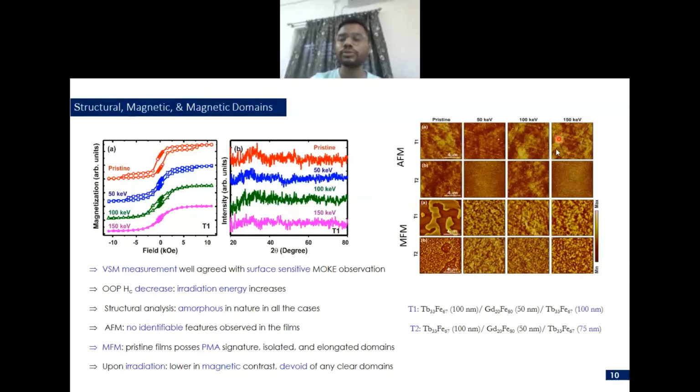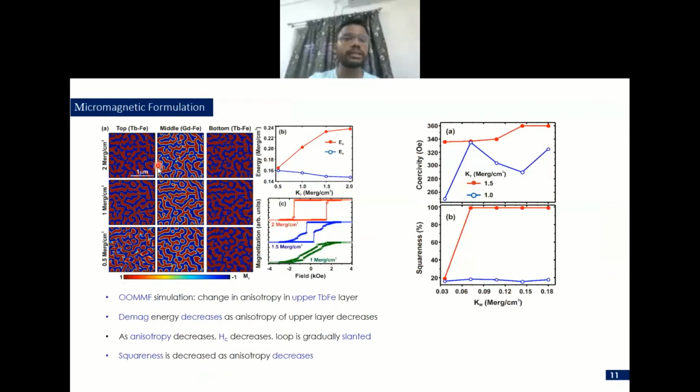And here another thing is we minimize the surface roughness, as I mentioned in the motivation. By atomic force microscopy, we observe the surface roughness at the higher fluence, higher incident energy, is less than 1 nanometer. And you can see the pristine state, we see the nice perpendicular magnetic domain. When you irradiate it with higher incident energy, you see the in-plane magnetic domain contrast, or the distorted magnetic domain. Then we go to the micromagnetic formalism to see what exactly is happening after the irradiation.